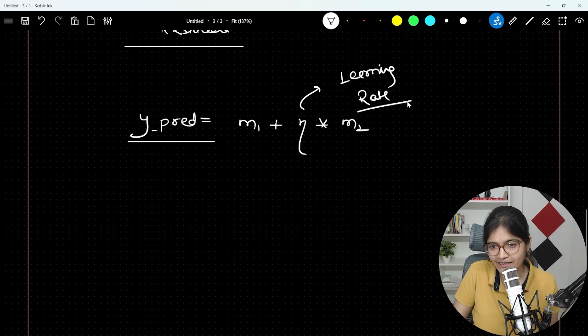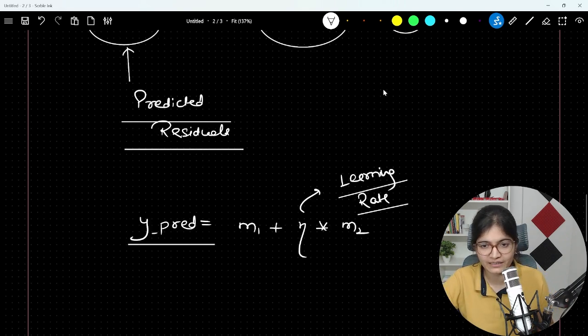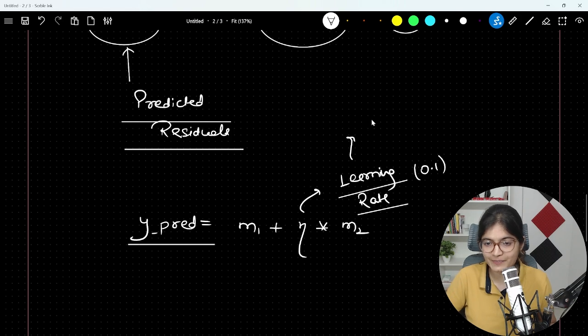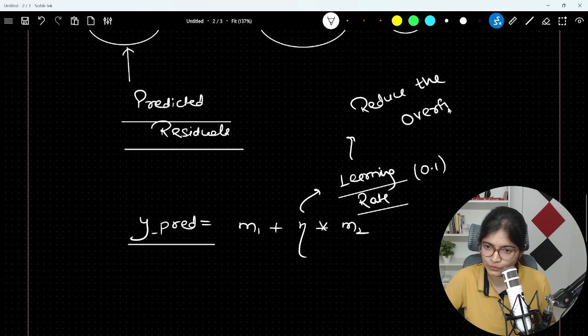Eta is the learning rate, you can say. We already had a great discussion about this learning rate in the previous part on AdaBoost as well. A similar scenario is available here. By default, it is 0.1, and it is basically used to overcome, or reduce, the overfitting in any given model. So it will be helpful to reduce the error in the model.